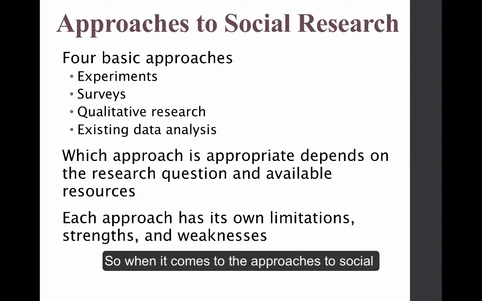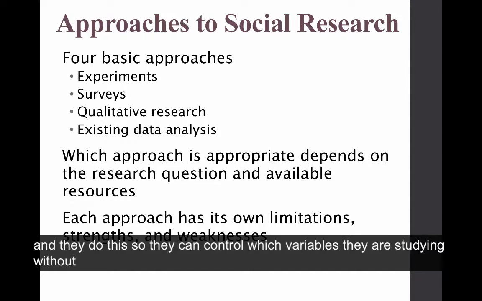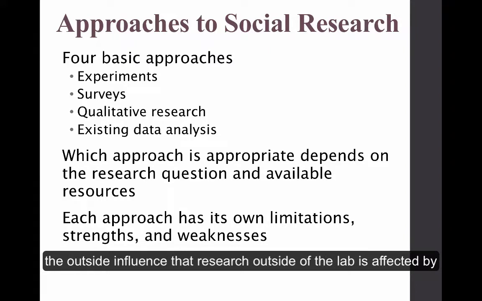Okay, so when it comes to the approaches to social research, there's 4 basic ways, right? There's experiments, right? The classic research method where social scientists study issues in a lab setting. And they do this so they can control which variables they're studying without the outside influence that research outside of the lab is affected by.